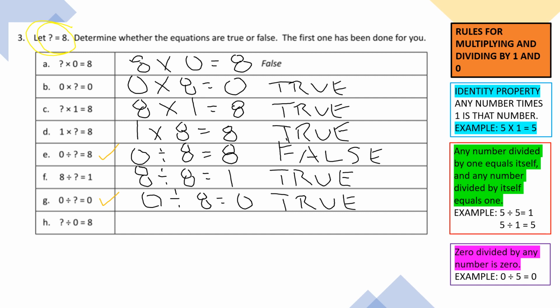And finally, let's look at H. 8 divided by 0 equals 8. That's false. That should be 0 or undefined.